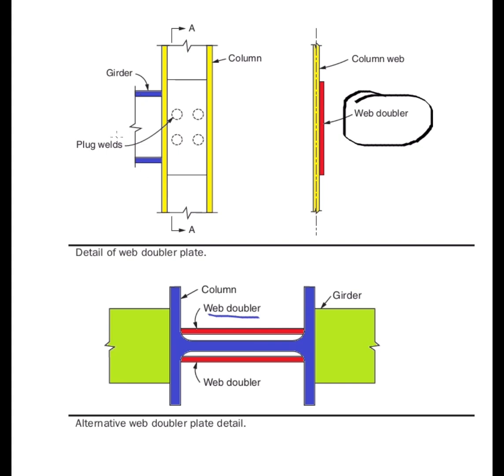This is the girder, these are the plug welds, and this is the web doubler. This is the column web. If you take a cross section AA, this is cross section AA. You can see this is the web, and we are strengthening the web with the web doubler with plug welds, and all around we can put the fillet weld also, or we can add a web doubler like this also. Alternative web doubler plate detail: this is the detail of the web doubler plate.